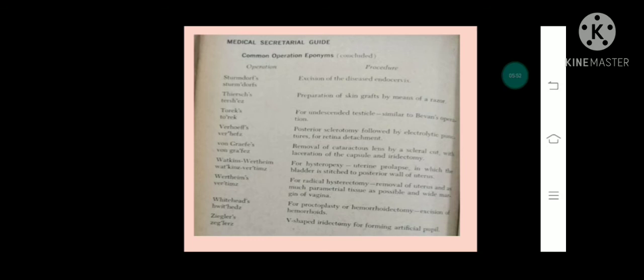Next is Bridgeheads, for proctoplasty or hemorrhoidectomy, it is the extraction of hemorrhoids. And last is Ziegler's, the V-shaped iridotomy for forming an artificial pupil.